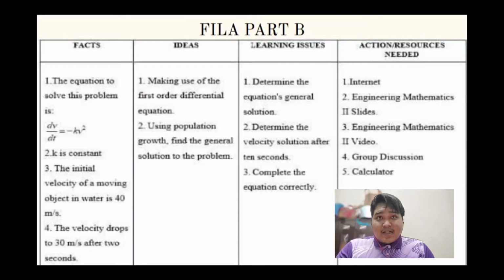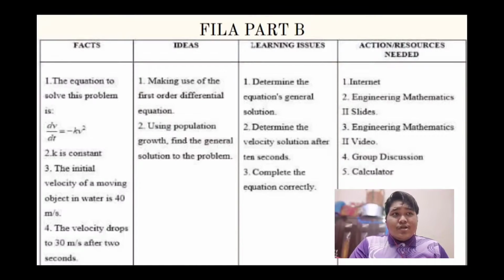For the ideas, first, making use of the first order differential equation, or first order ODE. Second, using population growth, find the general solution to the problem. In the issues, first, determine the equation's general solution. Second, determine the velocity solution after 10 seconds. And last but not least, complete the equation correctly.